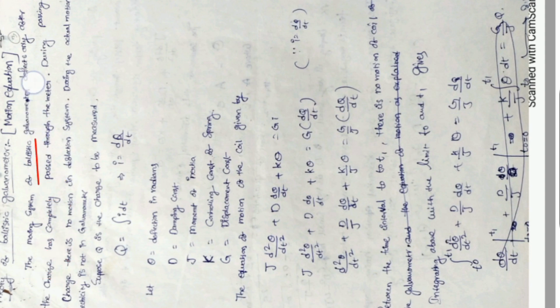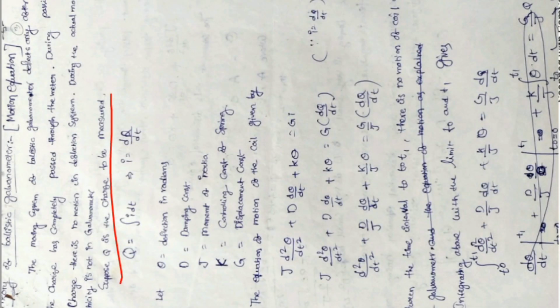Theory of the ballistic galvanometer. The moving system of the ballistic galvanometer deflects only due to the charge passed through it. Already we know that when the current passes through the galvanometer, then only it deflects, because of the controlling springs and the coil. Whenever current flows through the coil, due to motoring action a deflecting torque will be induced in the coil, and that torque moves the pointer. Suppose q is the charge to be measured, q equals integral I dt, from that I equals dq by dt.